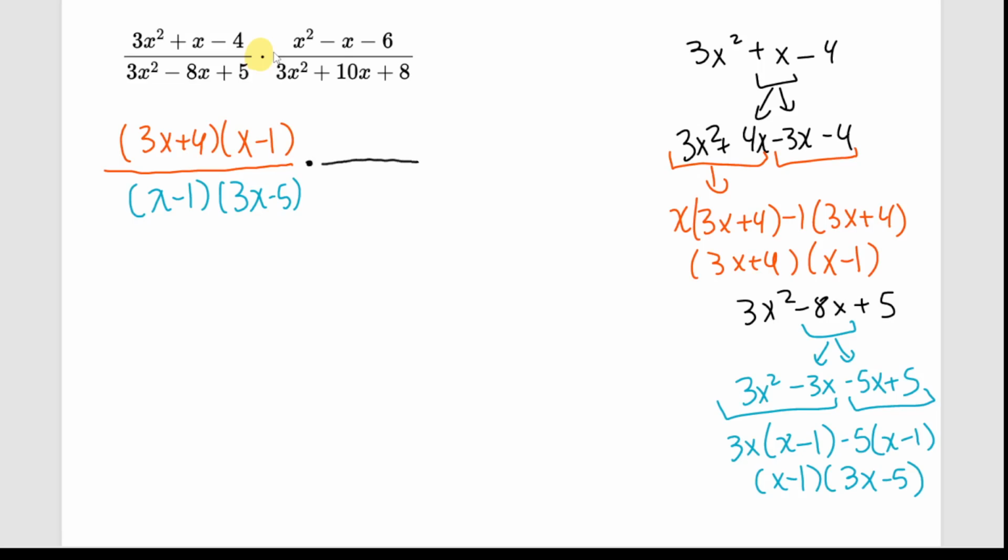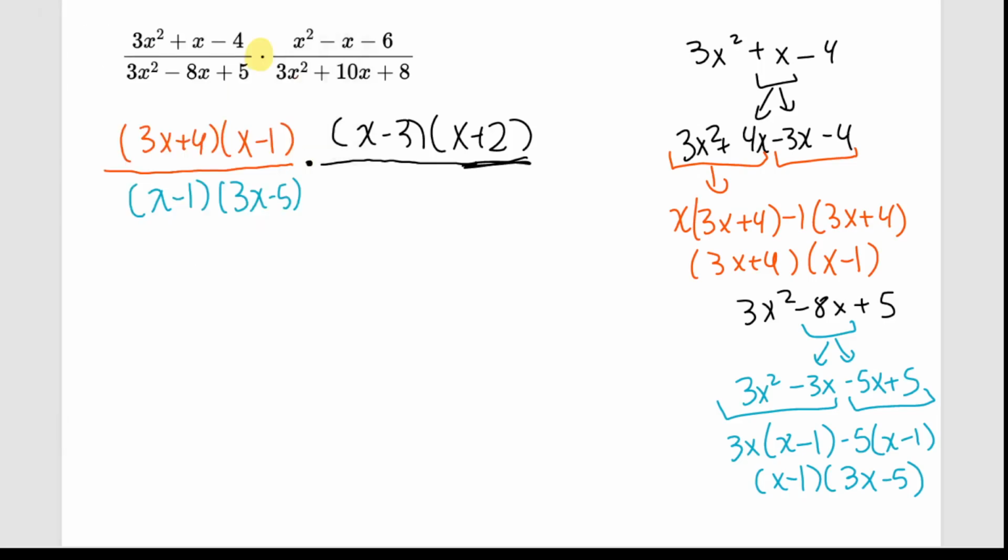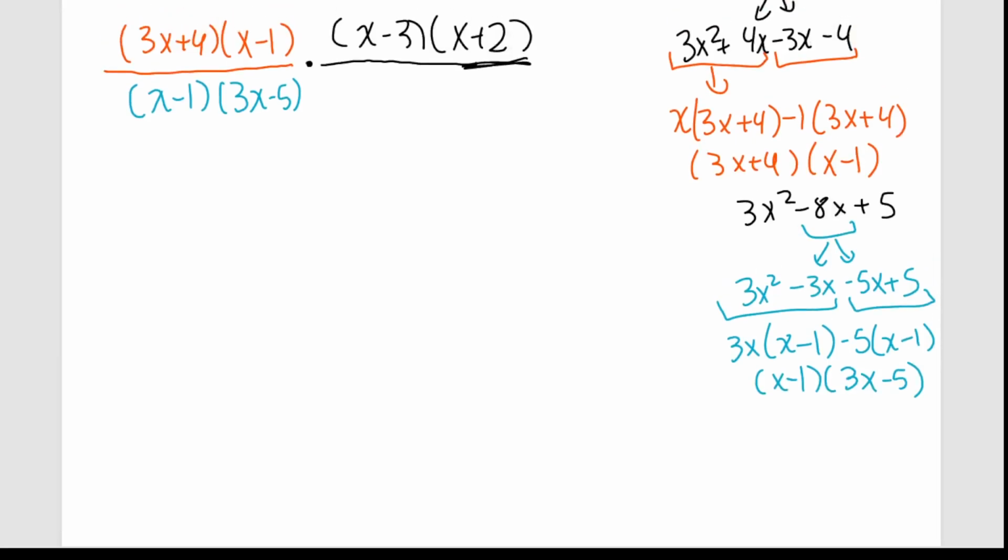So we're going to multiply that by, and then that first numerator actually just factors really nicely, because that leading coefficient is 1, so I just need to ask myself what's going to multiply to negative 6 and add to negative 1, and that would be negative 3 and positive 2, so it's going to factor into x minus 3 times x plus 2. The last one, I'm still going to want to factor off to the side here a little bit.